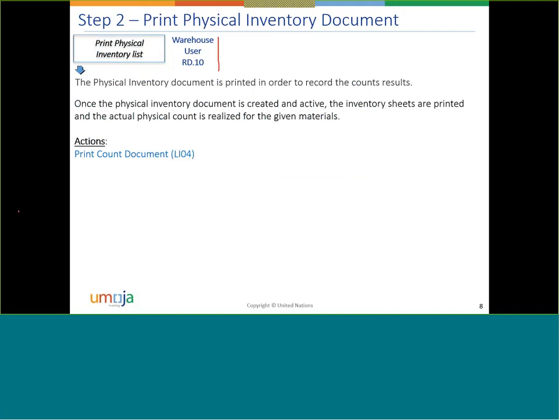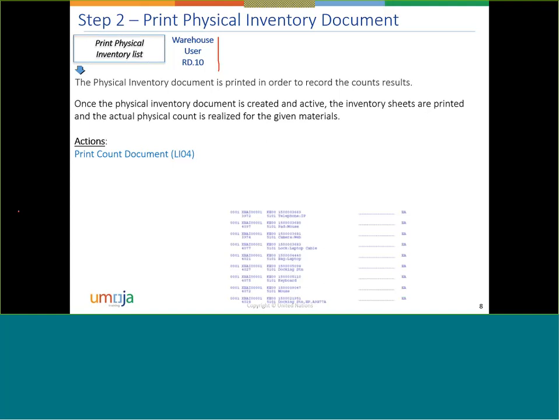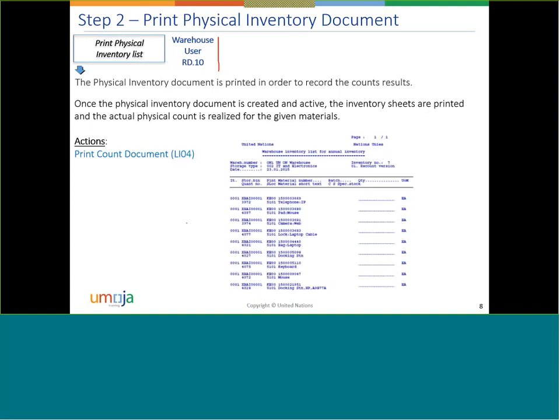So here you have the actions, which is really the T code for this print document, which is LI04, and a little screenshot of what this document would look like once you've printed it out. So up to here, really nothing too complex. So I'll keep moving forward.